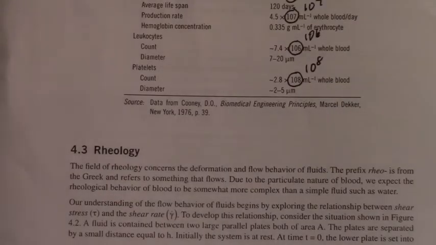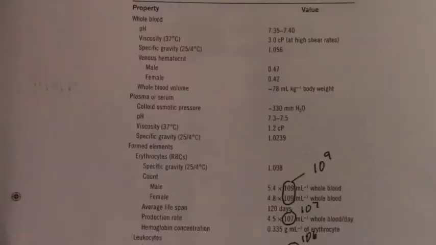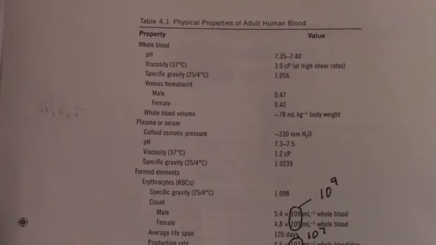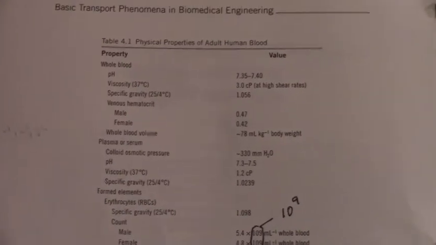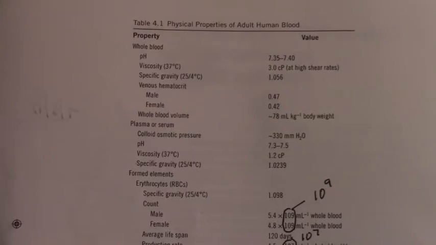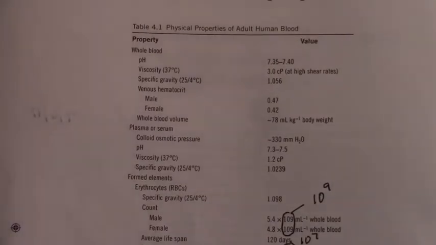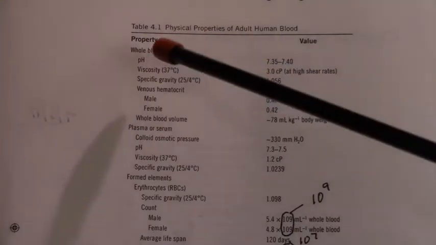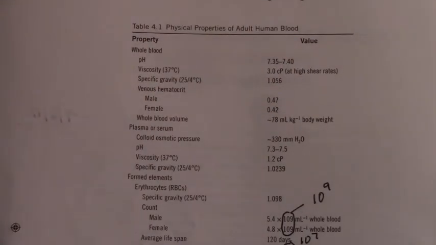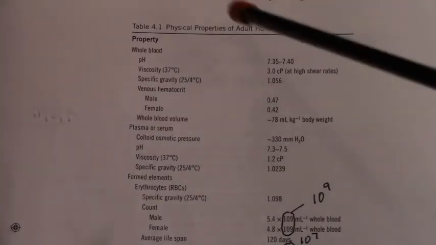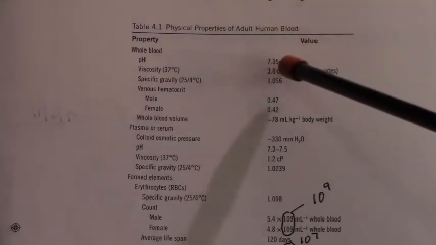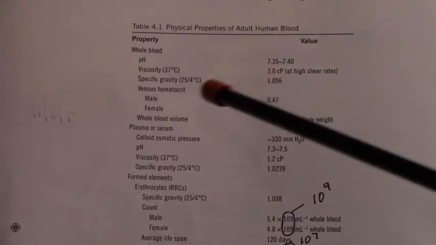So let's take a look then at table 4.1. This is just a reference table. Just be aware that it exists when you're working homework problems and so on. You can consult this if you need any data. And these are just nominal values. Whole blood just means you've got everything in it, all the cellular components in the plasma. The pH is typically around 7.4.